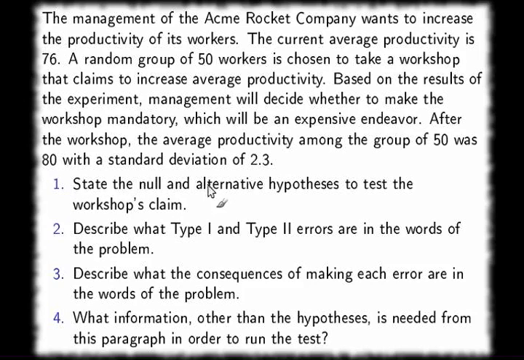Number 1. State the null and alternative hypotheses to test the workshop's claim. So the workshop claims that productivity increases. So we want to test the claim that the new productivity is greater than 76. So for the null hypothesis, we use that the average is still 76. And for the alternative hypothesis, we use that it has increased. In other words, that the average productivity is greater than 76.